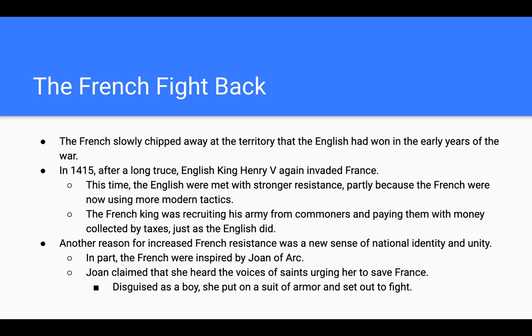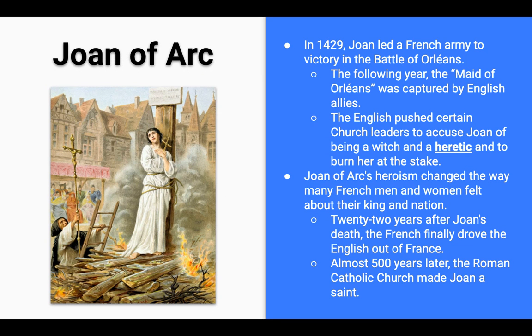Part of this was that the French were inspired by a 17-year-old peasant girl. Today she is known as Joan of Arc. Joan claimed that she heard the voices of saints urging her to save France. So, disguised as a boy, she put on a suit of armor and she actually set out to fight and to aid the French. So, we're going to talk a little bit more about Joan of Arc.